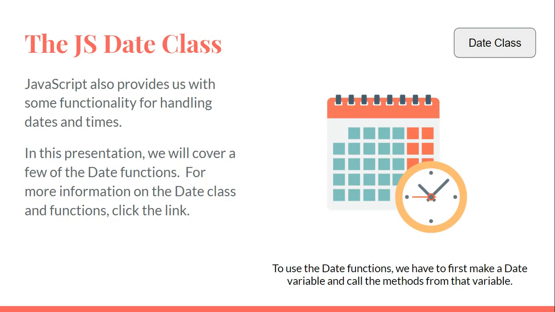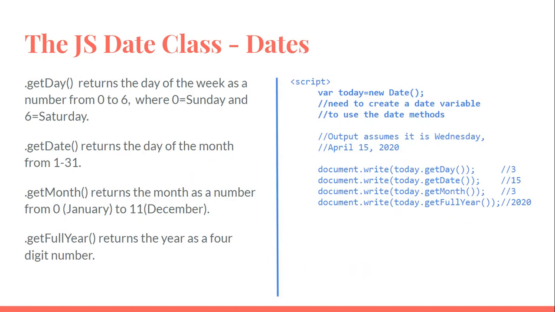Now I want to talk about the JavaScript Date class. JavaScript provides us with some functionality for handling dates and times. Again, we're going to talk about just a couple of them. There are more, so feel free to use this link to get more information. There's a major difference between the Date class and the Math class, though. The Math class functions, as you saw, all got called off the word Math. The Date class functions do not get called off of the word Date. We have to first make a date variable, and then call the methods from that variable, and you'll see that in the next slide.